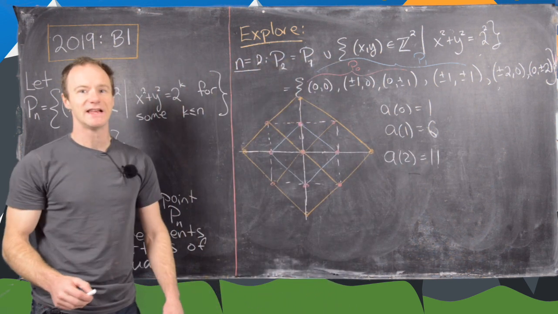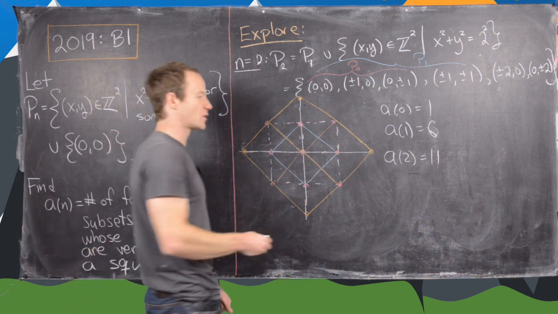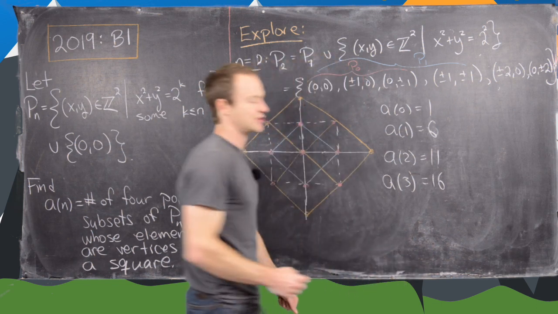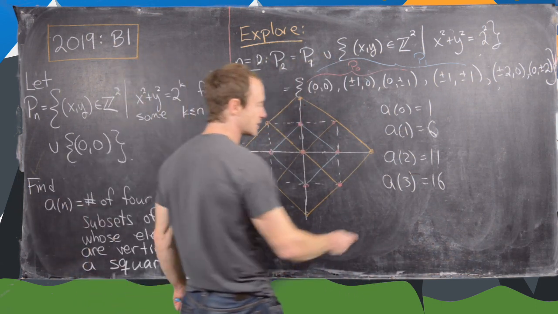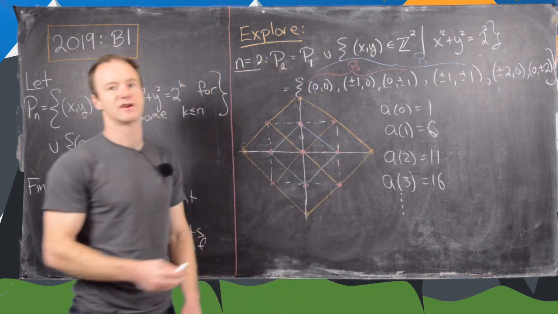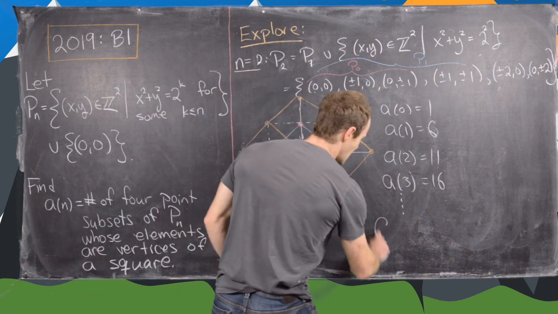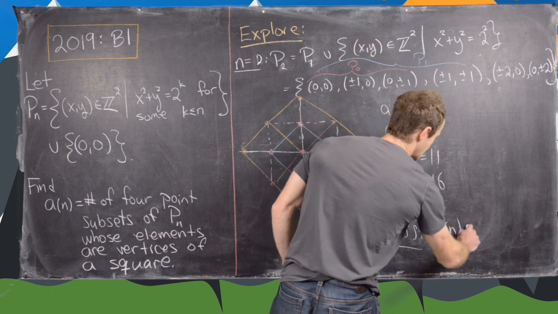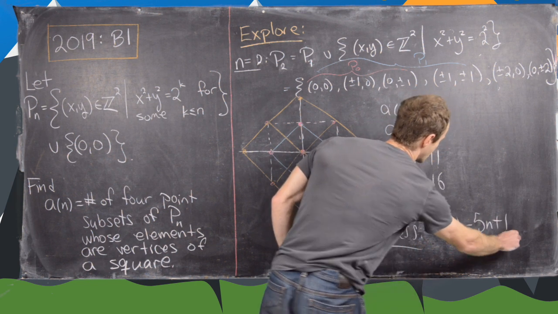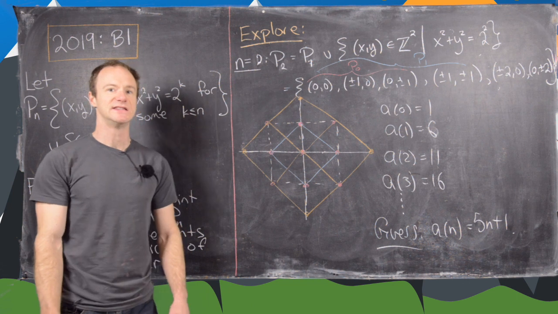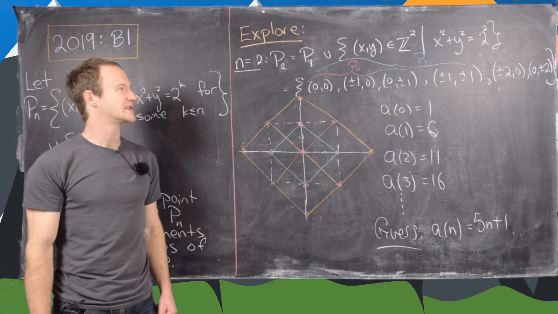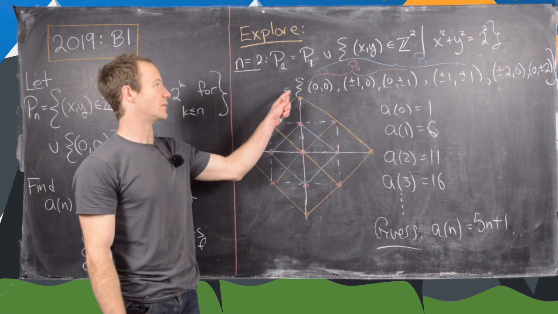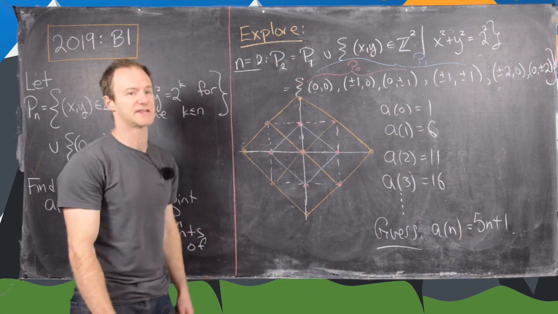So it looks like at each step we get 5 new squares. So A3 seems like it should be 16, and so on and so forth. So if we get 5 new squares each time, then maybe our guess should be that An is 5n plus 1. And that's indeed what we'll prove. But before we get to proving that, we need to look at solutions to this equation so that we know we're getting the right thing for our sets Pn.